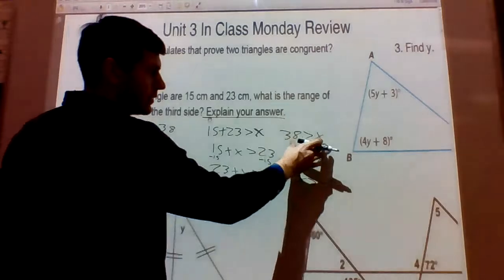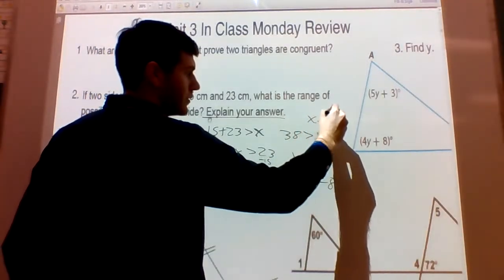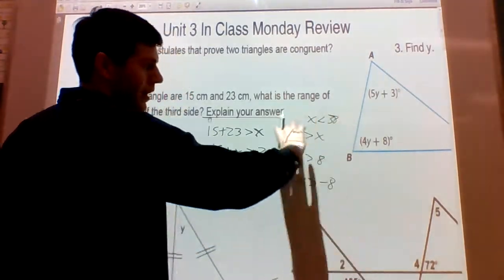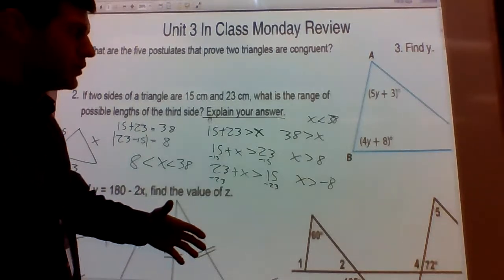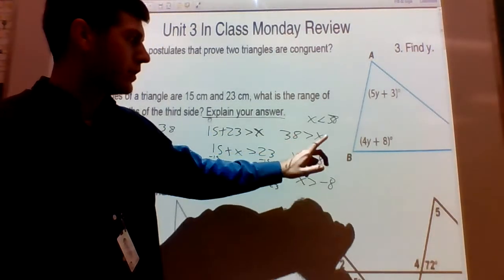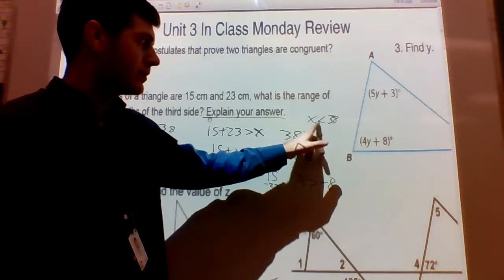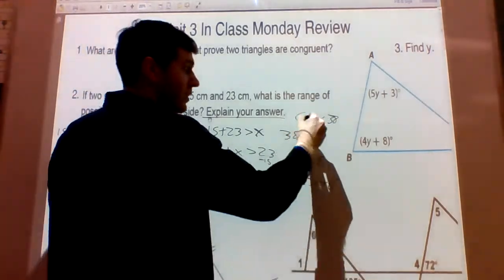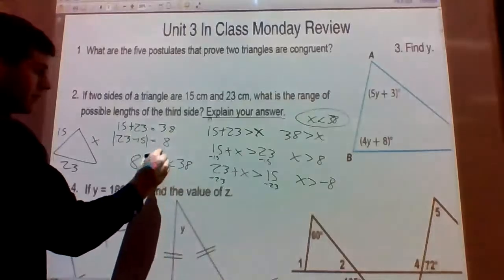So we can rewrite this as x is less than 38. We're just flipping it around. We're not changing any of the math, right? This is saying 38 is bigger than x. We're just going to rewrite it as x is less than 38. Same thing, same meaning. That is where we get this.